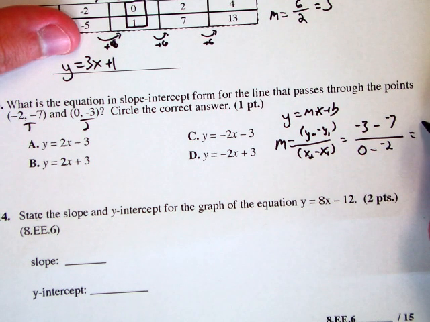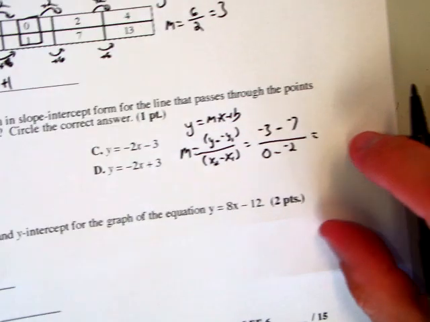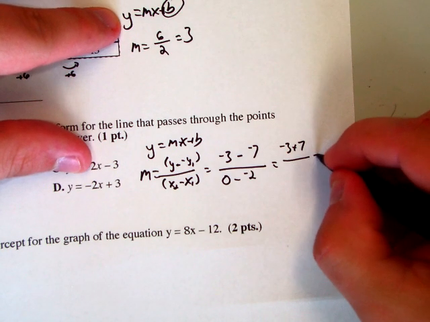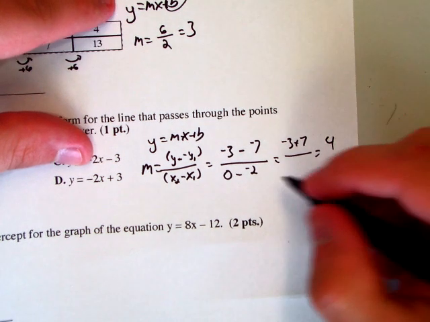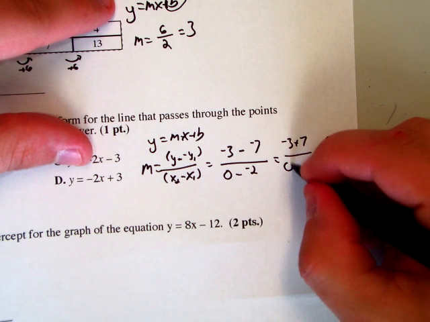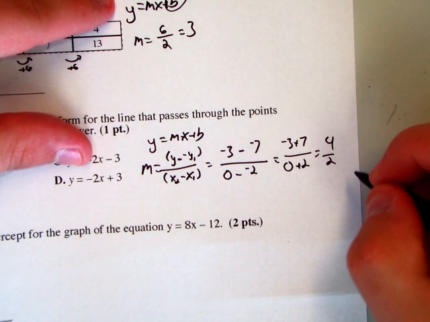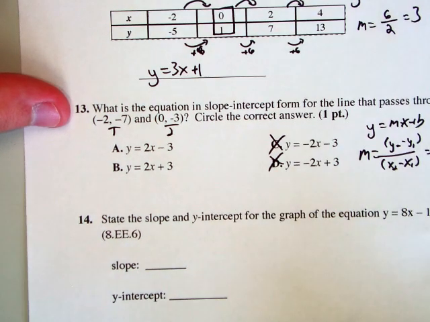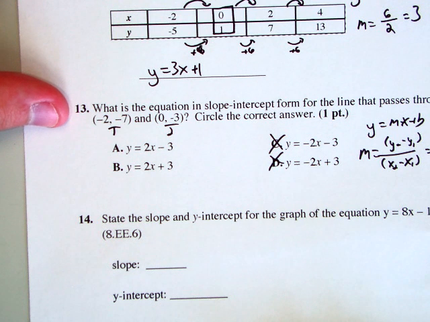So negative 3 minus a negative 7 is going to be the same as negative 3 plus 7, which happens to be 4. 0 minus a negative 2 is the same as 0 plus 2, which happens to be 2. So my slope is a positive 2. So looking at this, I can get rid of C and D right away because those have a negative slope.